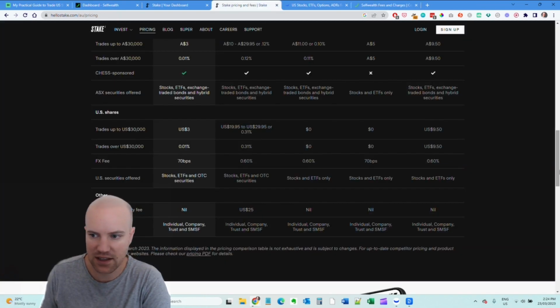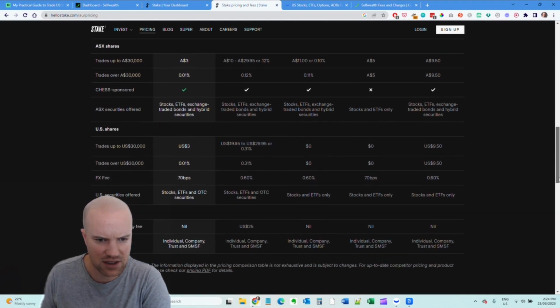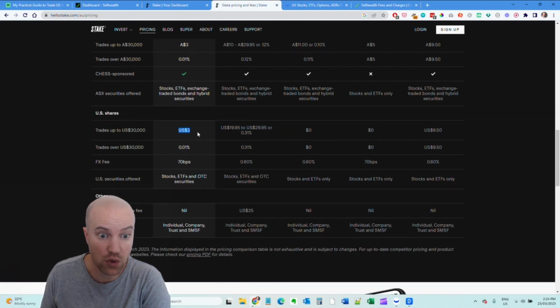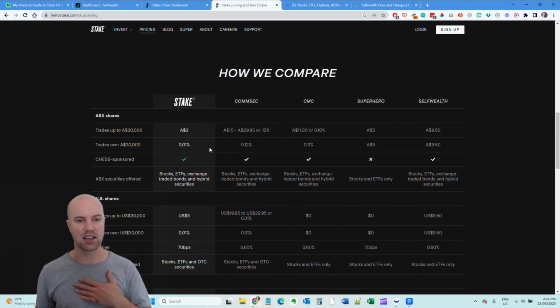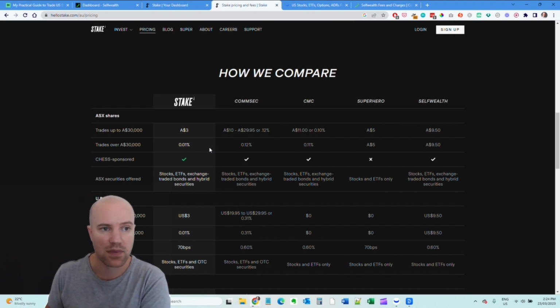Stake is similar. Here's their pricing page here. You can see that it's Australian $3 brokerage per trade under 30K or US $3. So make note of that. You'll be trading in the currency of the markets you're investing in. So if you're looking to invest in the US market, you'll need to trade in US dollars. We'll get more onto that in a minute.